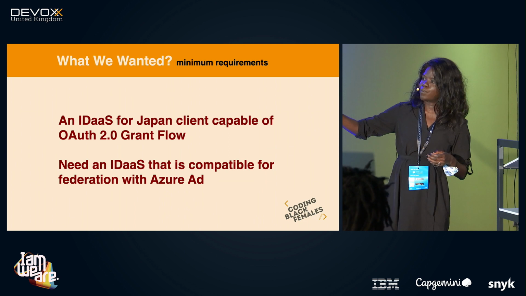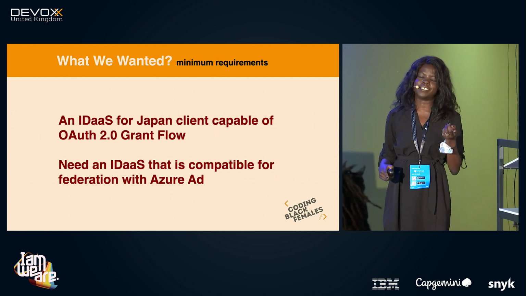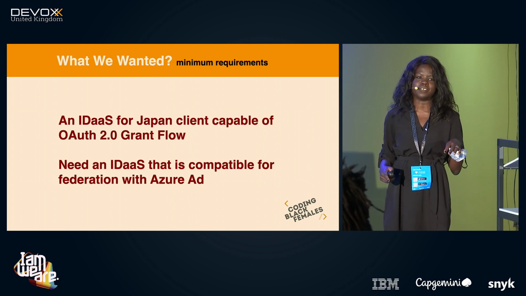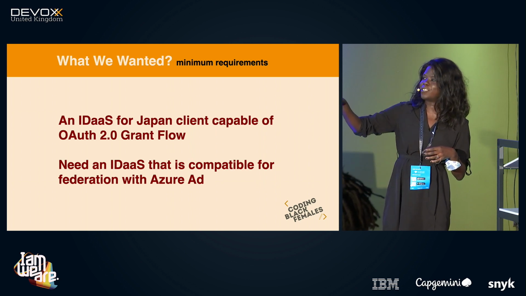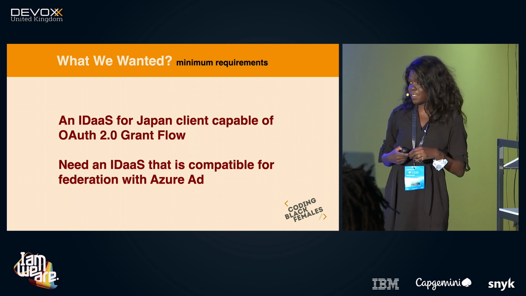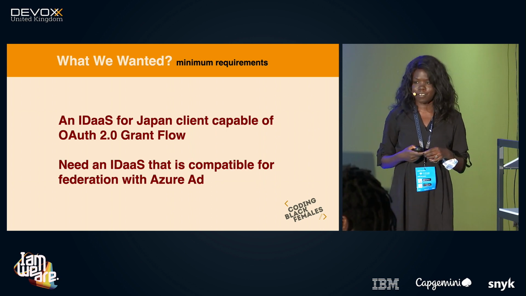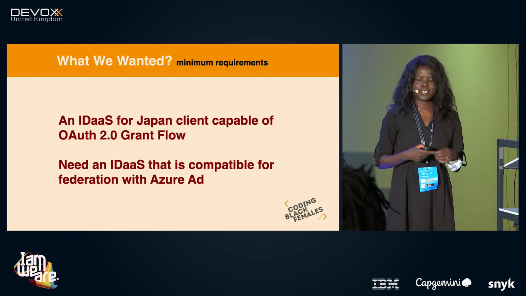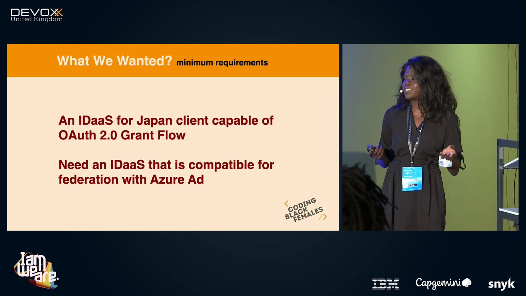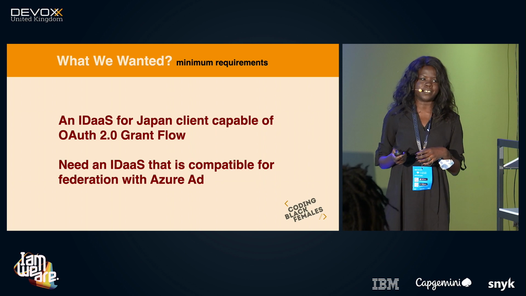So, in summary, we figured we needed an identity as a service, and I say identity as a service because we were not going to do this ourselves. Why do that if you can get it out of the box? So we were going to use an identity as a service, and we needed it for our Japan client, and it needed to be capable of authorization grant flow. And then we also needed an identity as a service that was compatible for federation with Azure AD.